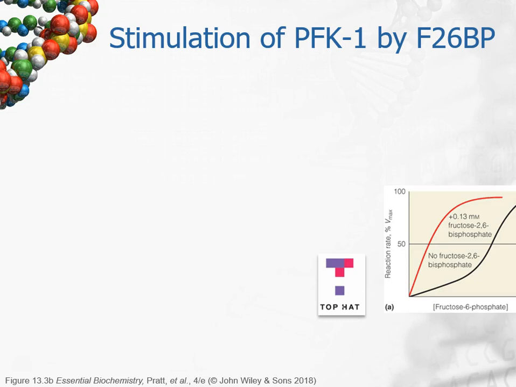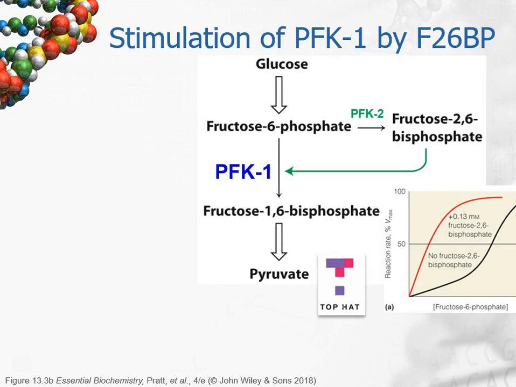So that's inhibition. What about stimulation? So we have a metabolite called fructose 2,6-bisphosphate. So it's not part of glycolysis. It's another metabolite. And since you're watching this now, you've already completed your Top Hat assignment. So fructose 2,6-bisphosphate is a potent activator of PFK1.